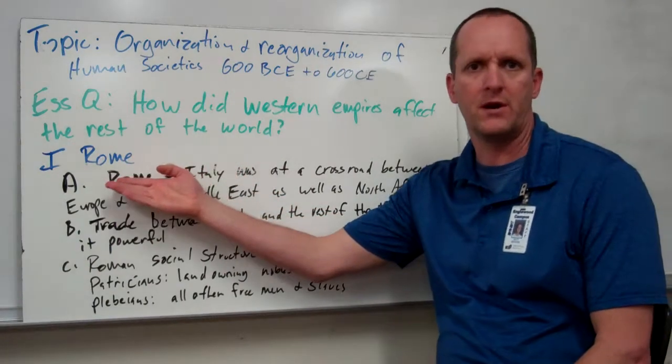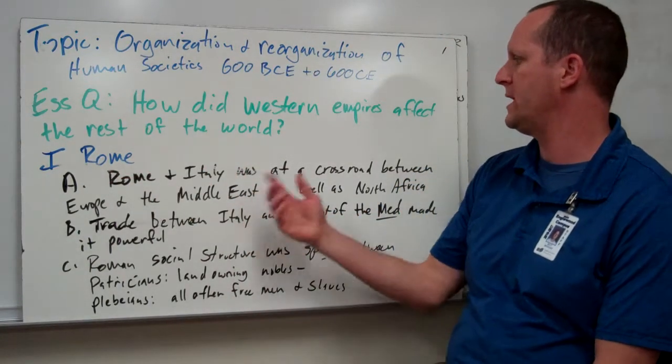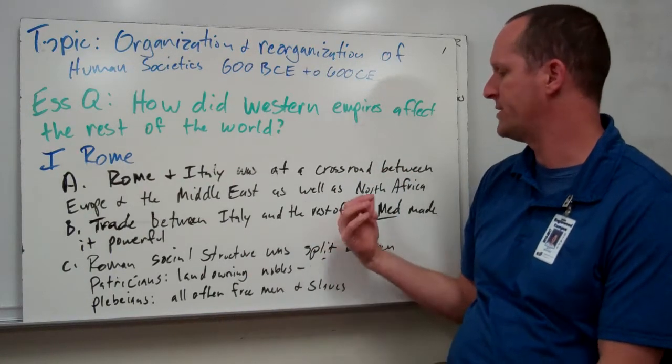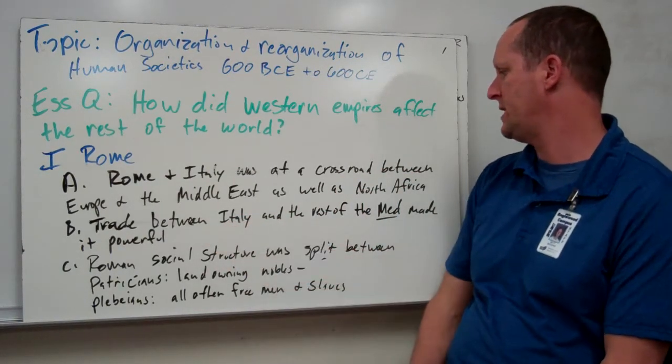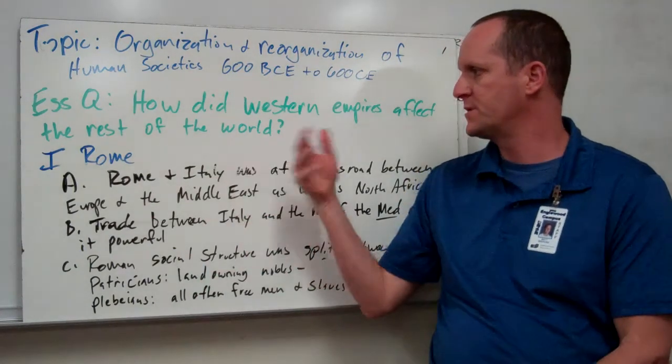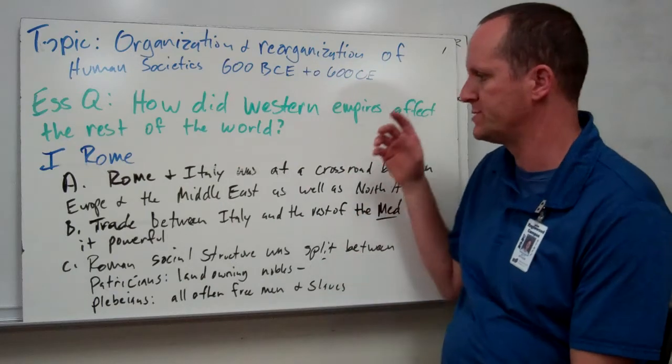So last time we talked about Greece, let's talk about Rome. Rome in Italy was at a crossroads between Europe and the Middle East, as well as North Africa. Trade between Italy and the rest of the Mediterranean made it very powerful. So Italy began to grow as well as Rome.